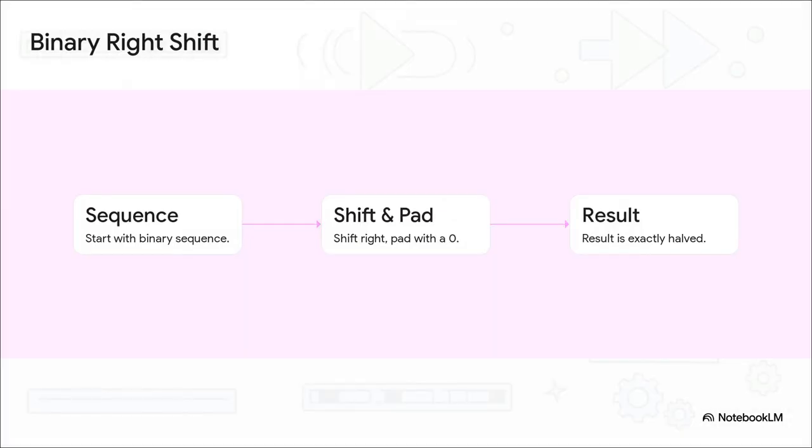Now, what if we go the other way? A binary right shift does the exact opposite. Step 1, we take our sequence. Step 2, we shift all the bits to the right. The bit on the far right edge falls off this time, and we pad that empty space on the far left with a 0. And the result in step 3, we've exactly halved the number. We successfully divided by 2, literally just by sliding the bits over.